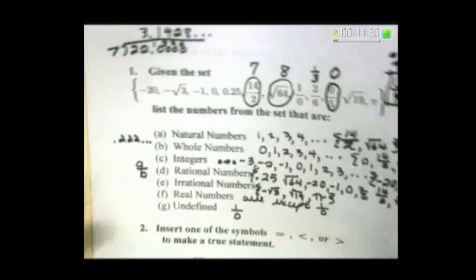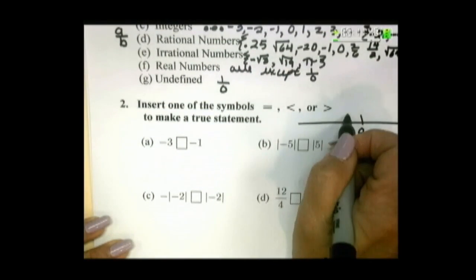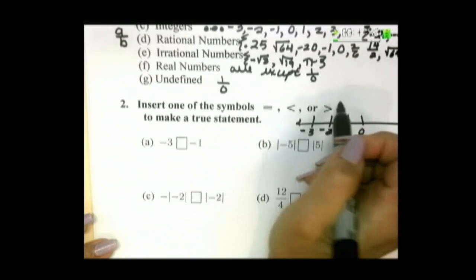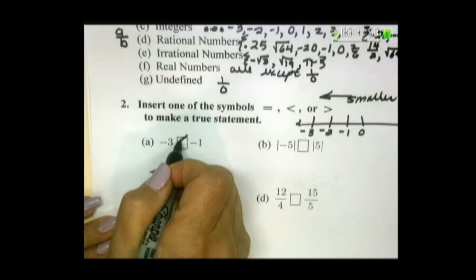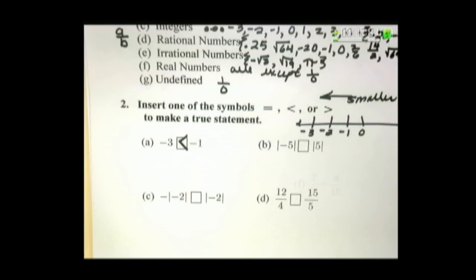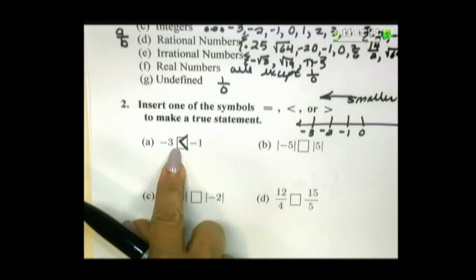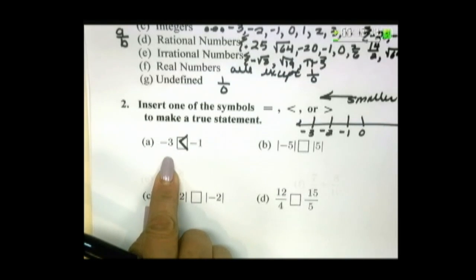All right. Insert one of the symbols to make a true statement. -3 and -1. If you think about the number line, here's 0, here's -1, -2, -3, and as we move to the left, we are actually getting smaller. So we want to point toward the smaller number. So -3 is less than -1. Now we read this as a sentence from left to right, and when we get to the symbol, we get to the small part of the symbol first. So that's why this sentence is read, -3 is less than -1.